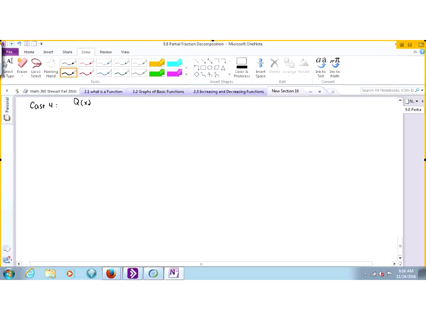So case 4: Q of x contains repeated irreducible quadratic factors. So, for example, it is x to the 4th plus 1 divided by x times x squared plus 1 squared. This one we will probably use method 2 because there will be a lot of zeros. But we'll see.